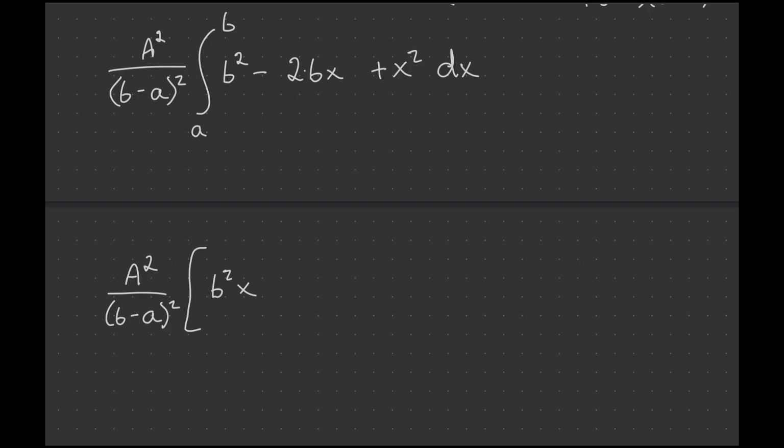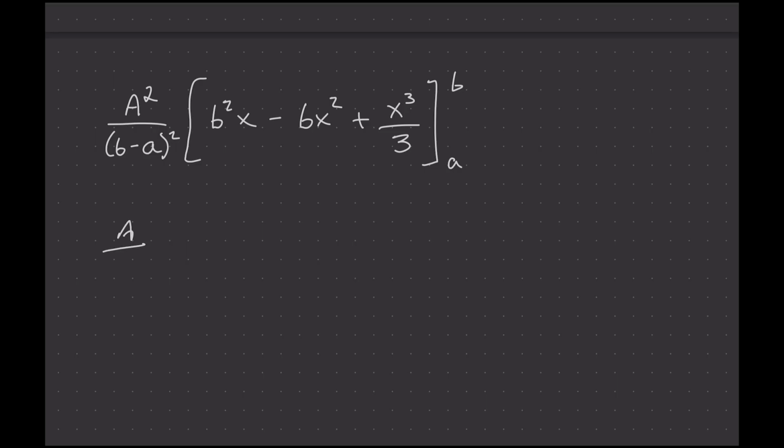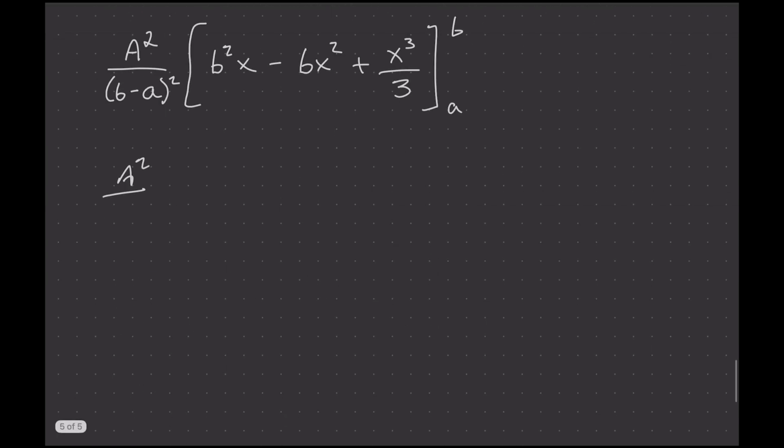Integral of 2bx is minus bx squared, because there's a 2 in the denominator, and the 2 cancels with the 2 over there in the front. And then here we have plus x cubed over 3. All of this is taken from a to b. Oh man, simplifying this is going to be a headache. All right, let's keep it going. We have a squared, yeah, b minus a squared.